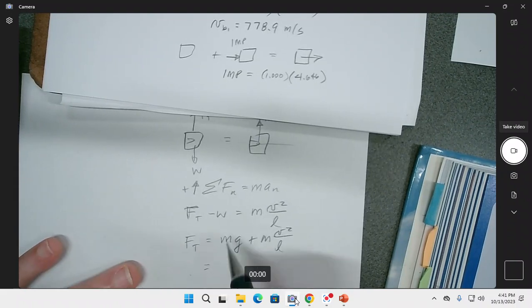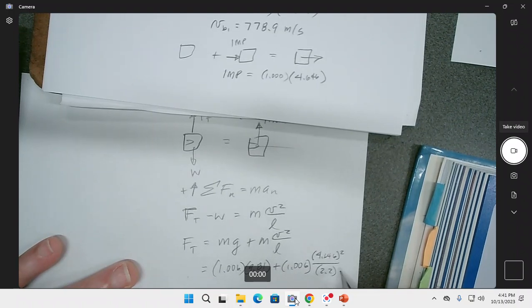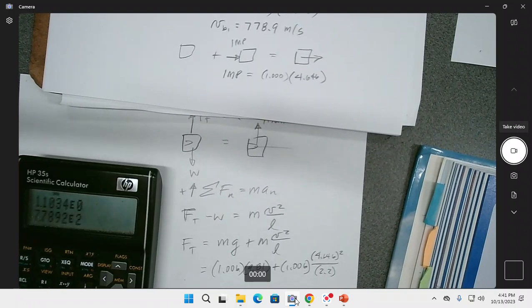Or if you wanted to be very specific, you could probably leave that off as an estimate. But we have the velocity of 4.646 squared, and the length is 2.2. So you can find what the answer is.